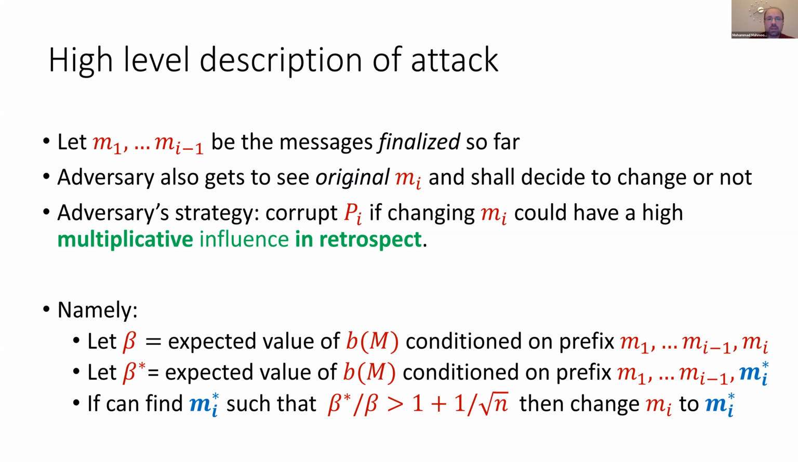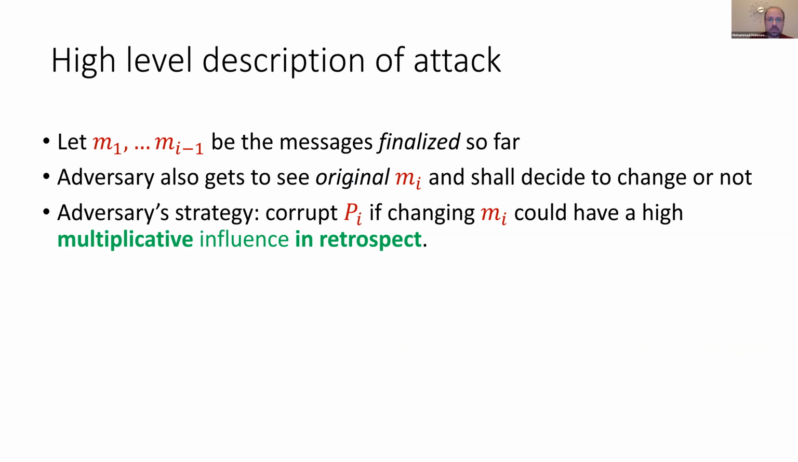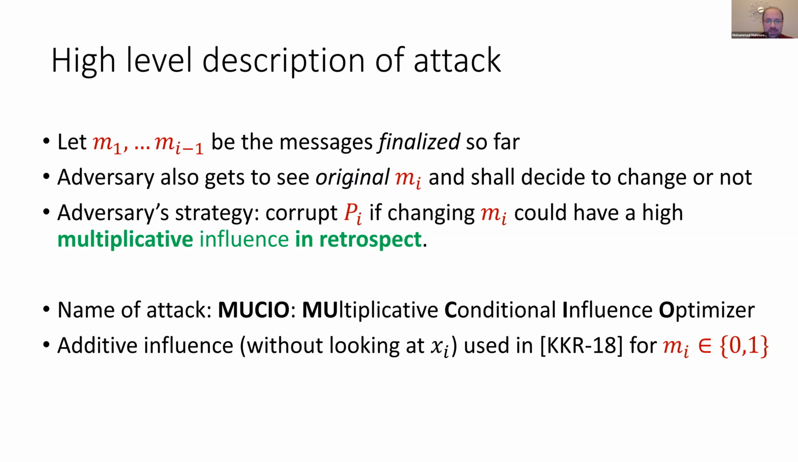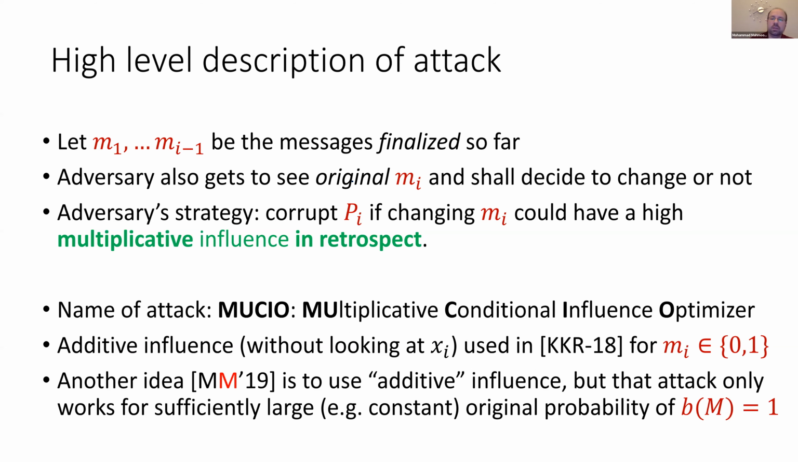So if you want to get a sense of what the attacker is going to do, this is what it's going to do. And because of the nature of the attack, we call it multiplicative conditional influence. So we use the tradition of systems papers to give a name to our attack, but I personally think it's not that big a deal. And there are other versions of the attack that use additive influence, but there are reasons that they don't work. They get stuck at some bound that we don't want to get stuck at.